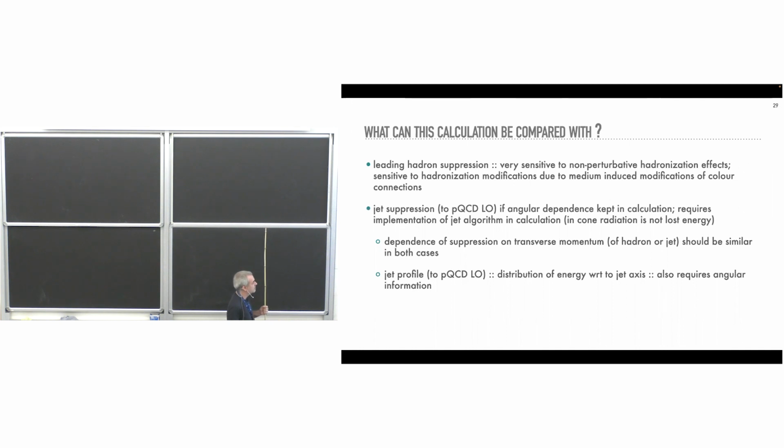Another thing that you can do is compute the jet profile, or what sometimes people refer to as jet shape, which is just the distribution of energy within a jet, or within a sample of jets, with respect to the jet center. Again, you need angular information, and you can claim that with something like this, you calculate it to leading order in perturbative QCD.